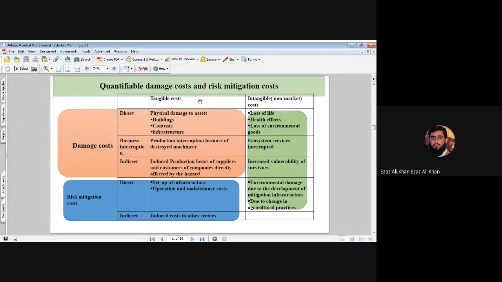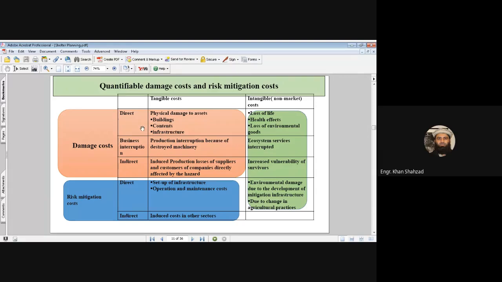Sir, tangible cost is one whose market value can be estimated, like wages or salary. You can calculate it in terms of money, in terms of ₹1 or $1. And what about the intangible cost? Sir, something whose price cannot be fixed. Exactly, that you cannot measure in terms of dollars or in terms of rupees.